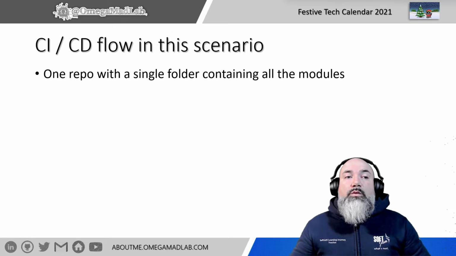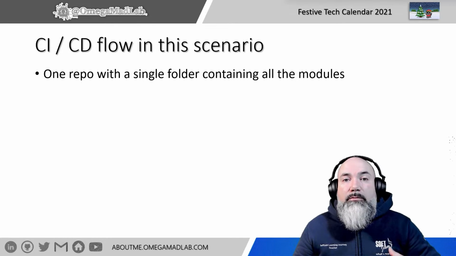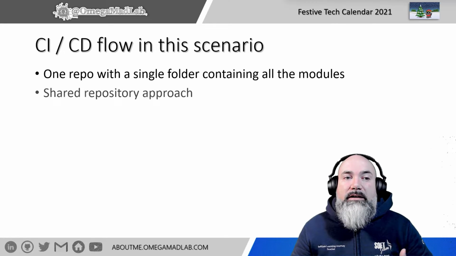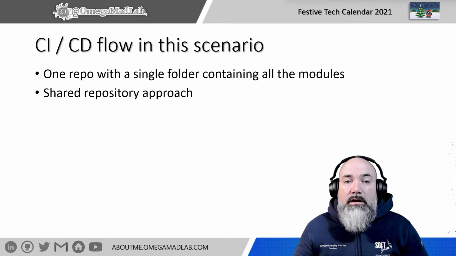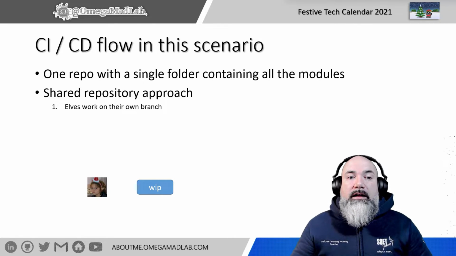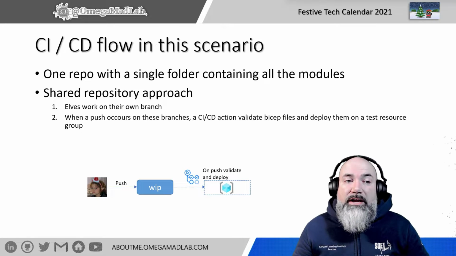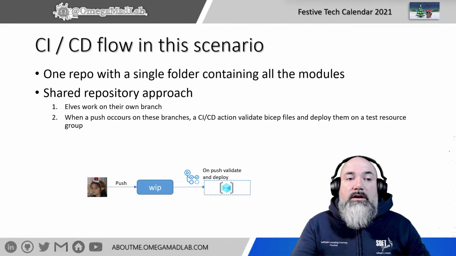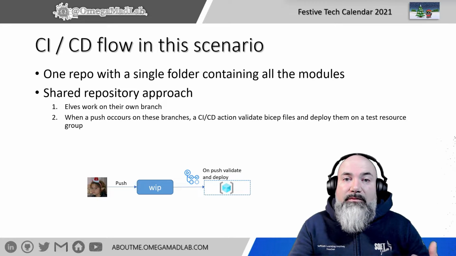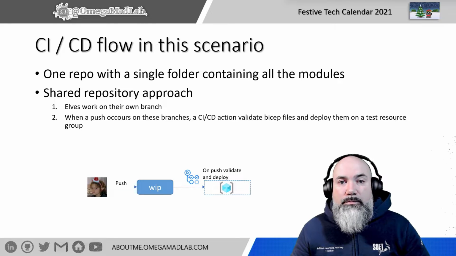To do this, we'll store all our modules in a single folder in a single GitHub repository, managed with a shared repository approach. Our elves will work on their own branches. Each push that occurs on these branches will trigger a GitHub action. This GitHub action validates only the modified Bicep files inside the folder and deploys them on a test resource group.